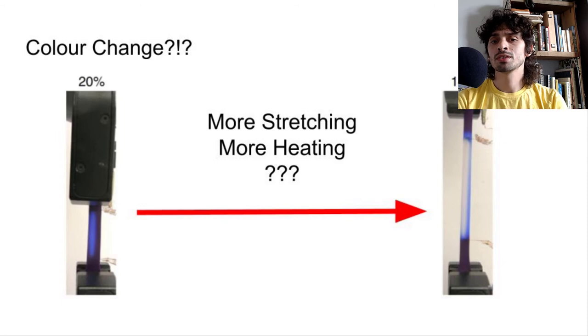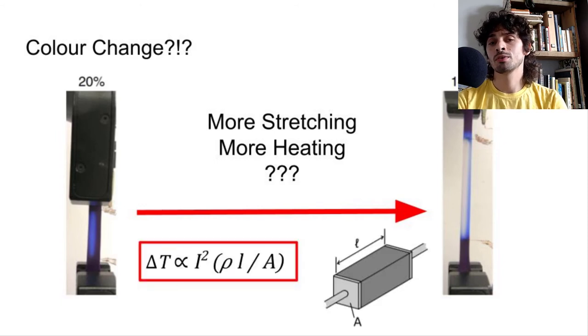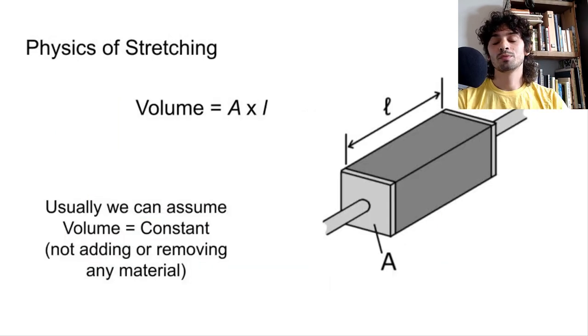Well, remember that the resistance of the vein isn't just a resistivity thing. It also depends on the geometry. So this vein is getting longer. And if we're changing the length, that's changing the total resistance. Okay, so there's another thing now we have to quantify. We're not out of the woods yet. We don't have a full understanding of these guys yet. So let's make another model. We're going to have to jump back into some physics of stretching.